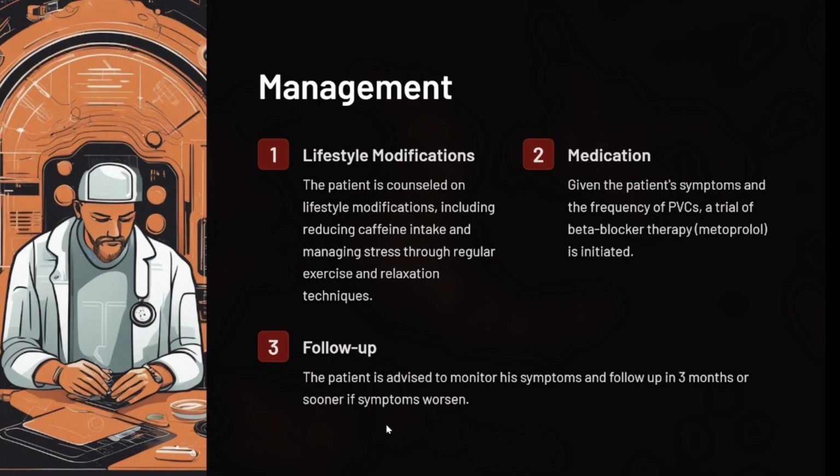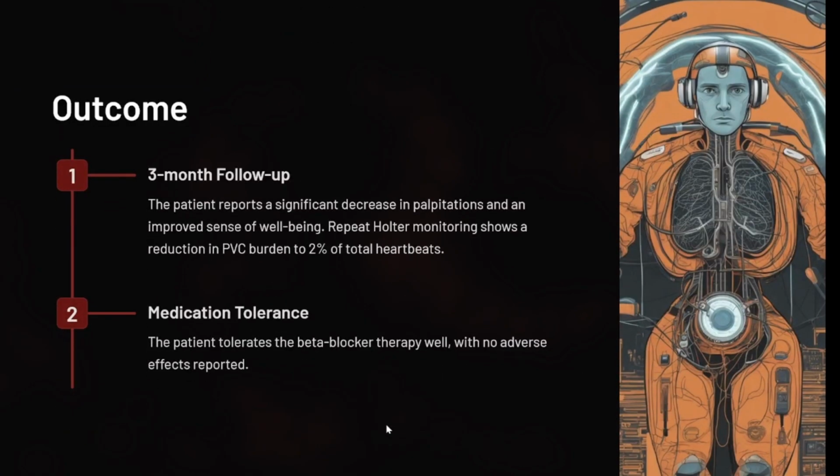Discussion. This case highlights a common presentation of symptomatic PVCs in a patient without significant structural heart disease. The management approach underscores the importance of lifestyle modifications and the selective use of beta blocker therapy in symptomatic individuals, leading to an improvement in symptoms and quality of life. The case also illustrates the utility of non-invasive cardiac monitoring and imaging in assessing the burden of PVCs and ruling out underlying structural abnormalities.